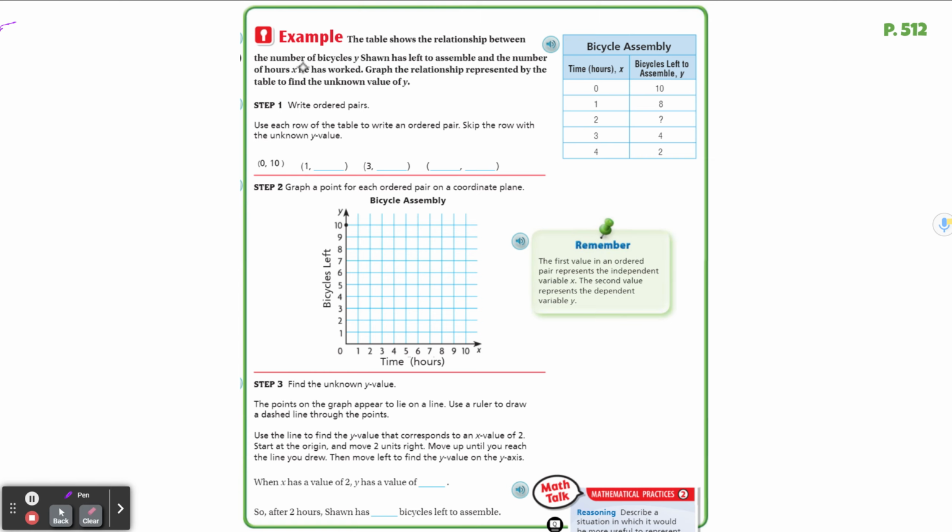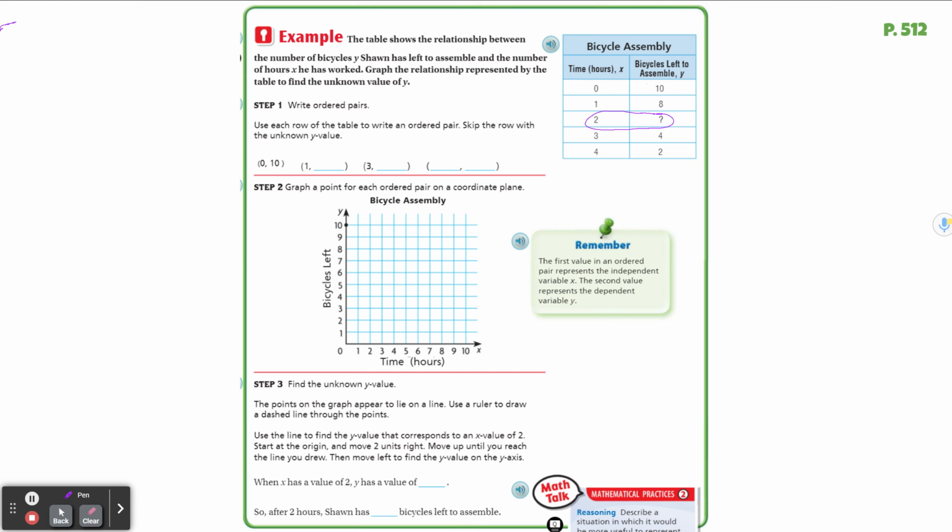So go ahead, and first thing that I want you to do is graph the ordered pairs that are over here. But notice that we have an unknown value for 2 hours. So 0 hours, he had 10 left. 1 hour, he had 8 left. 2 hours, we don't know how many he had left. 3 hours, we have 4 left. And 4 hours, we have 2 left. So go ahead and write our ordered pairs for these 4 rows that are complete.